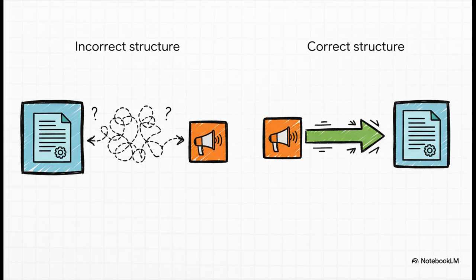And our final technique is all about structure. It's simple. Lead with the command. This means you tell the AI what you want it to do before you give it the stuff to do it with. This one little shift in how you write can make a huge difference.